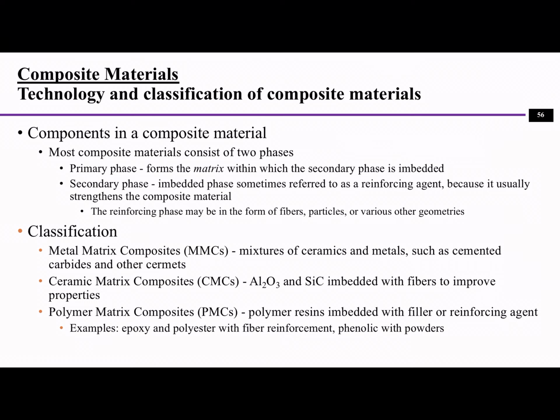Most composite materials consist of two phases: the primary phase and the secondary phase. The primary phase forms a matrix. The secondary phase is something added to it, more as a reinforcing agent. Based on its matrix, there are metal matrix composites, ceramic matrix composites, and polymer matrix composites. We can see some examples in this table.